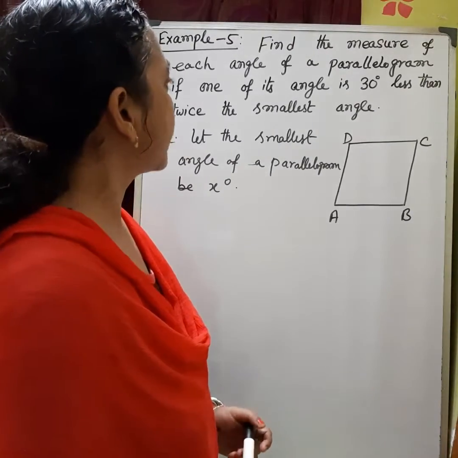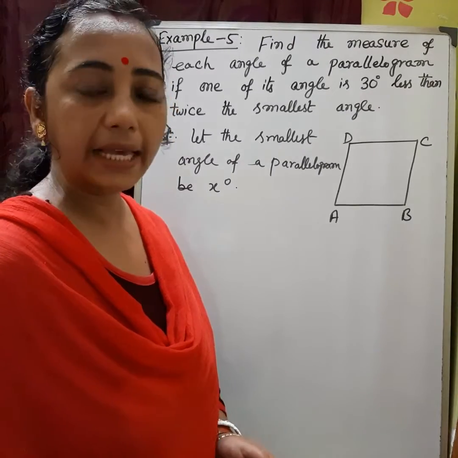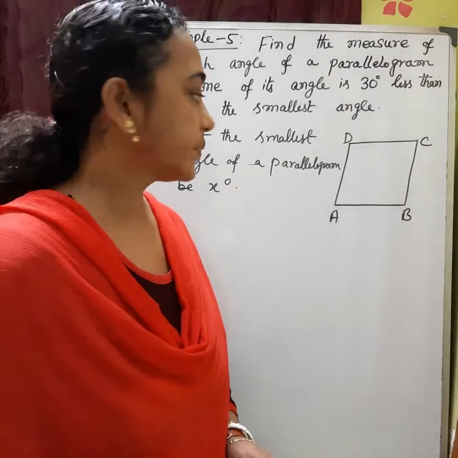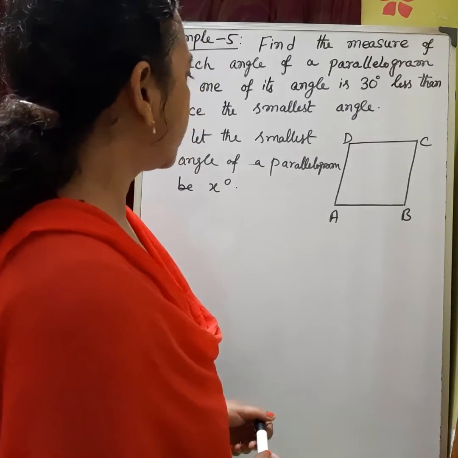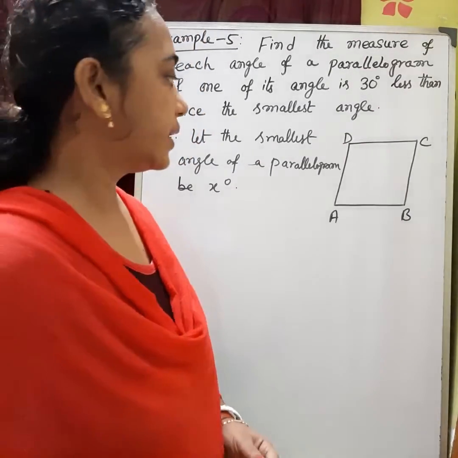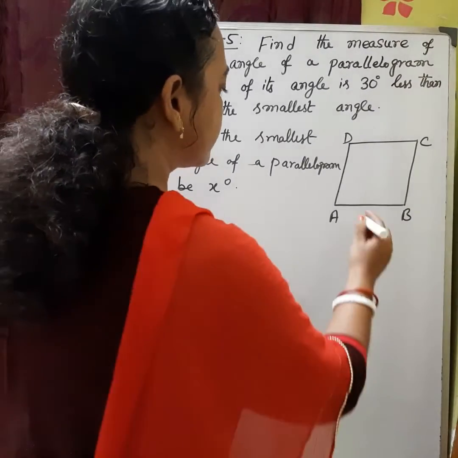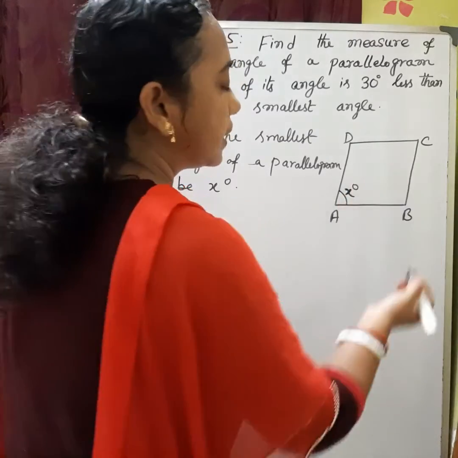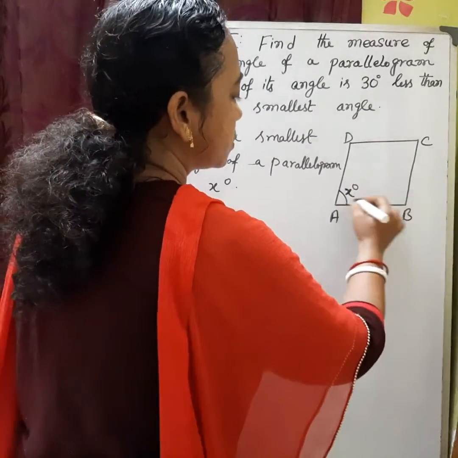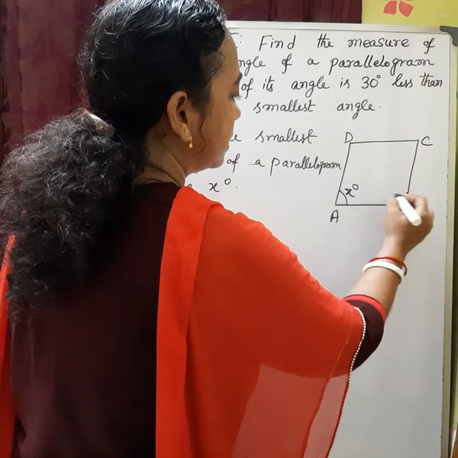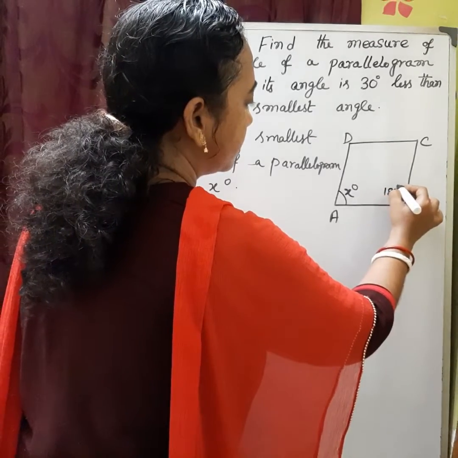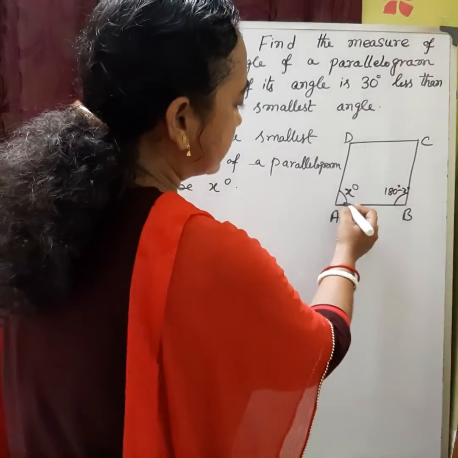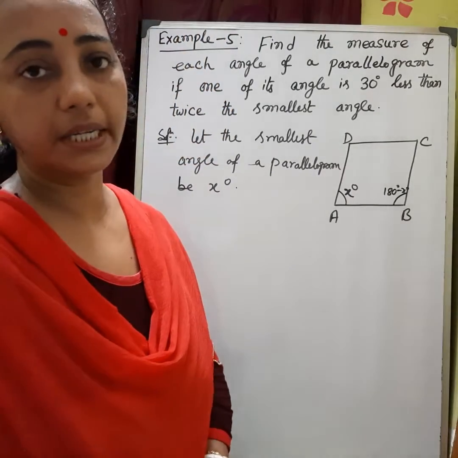Find the measure of each angle of a parallelogram if one of its angles is 30 degree less than twice the smallest angle. Let us consider that ABCD is a parallelogram and the smallest angle of the parallelogram be x degree. Then another angle will be what? Because these two angles are adjacent angles, if this one is x degree, then another will be 180 degree minus x degree, because their sum is 180 degree.